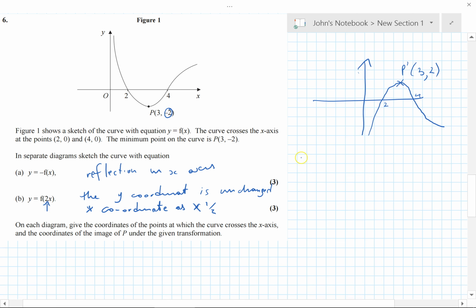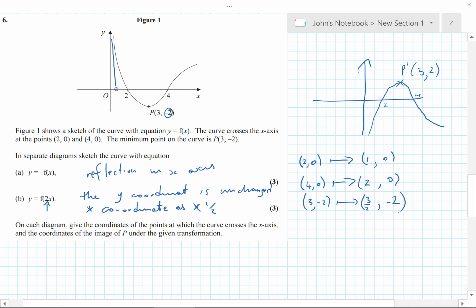Let's look at these. We've essentially got 3 points, haven't we? We've got 3 coordinates, 2, 0. The y bit's going to stay the same, so that's 0, and the x bit is going to be halved. And 4, 0, the y bit's still going to be 0, but the x bit is going to be halved. And then we finally have the point 3, minus 2. The y-coordinate is going to be unchanged, but the x-coordinate is going to be halved, so that's 3 over 2.